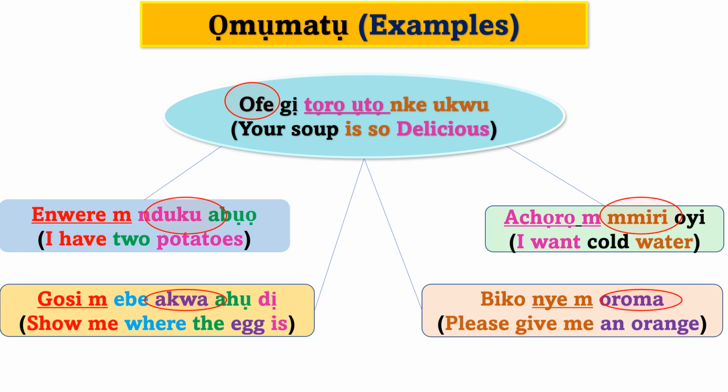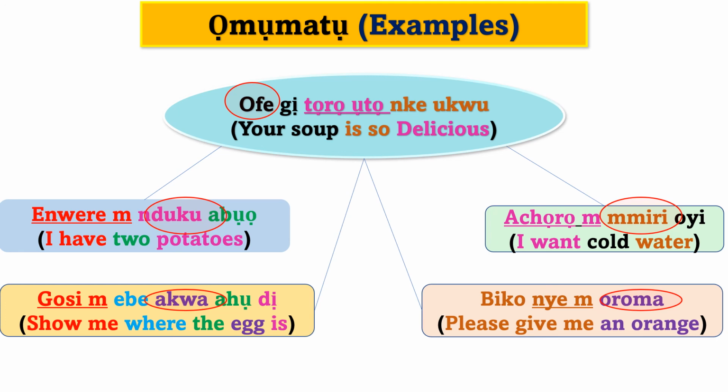The next item we'll be looking at will be oroma. So anyị ga-eji oroma mee ahịrịokwu using nyem. So the sentence there says, biko nyem oroma. So that's please give me an orange. So biko bụ please. Nyem bụ give me. Biko nyem, please give me an orange.